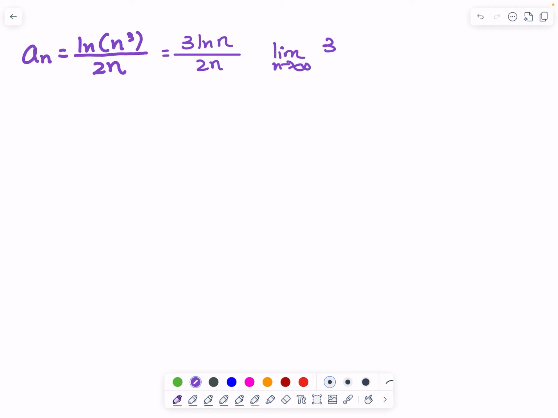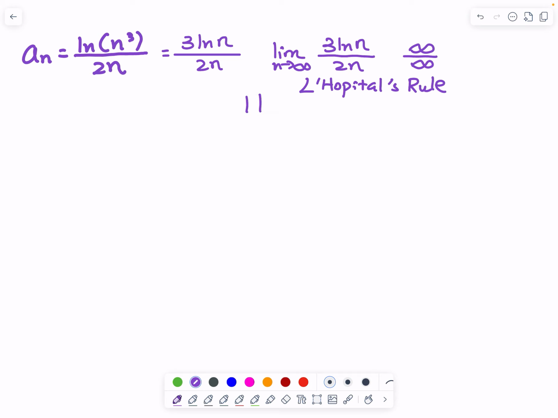I have 3 ln n divided by 2n. If you just plug in, you will see infinity over infinity. In this situation, when you have infinity over infinity or 0 over 0, they are indeterminate forms. You can use L'Hopital's rule. L'Hopital's rule means you take the derivative of the numerator, and then you take the derivative of the denominator.